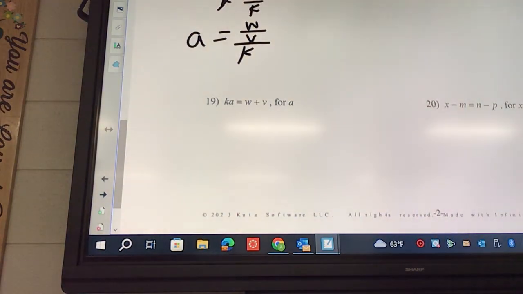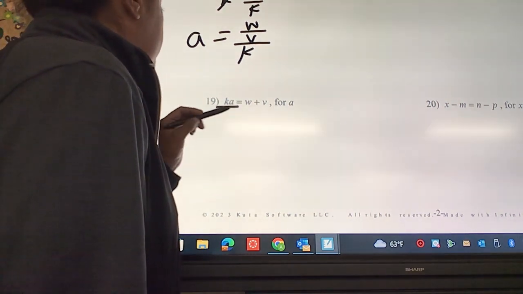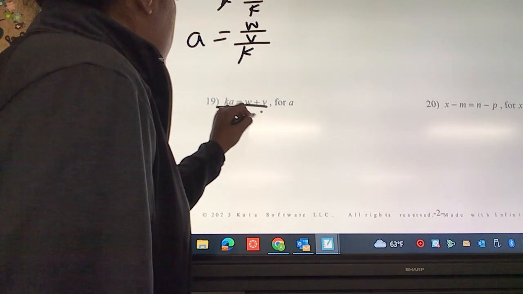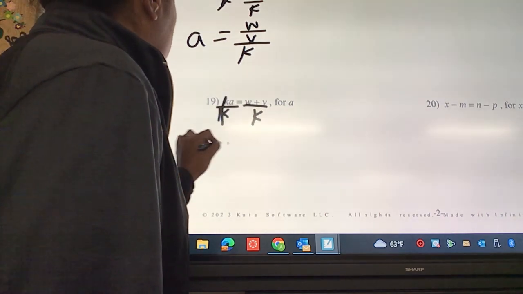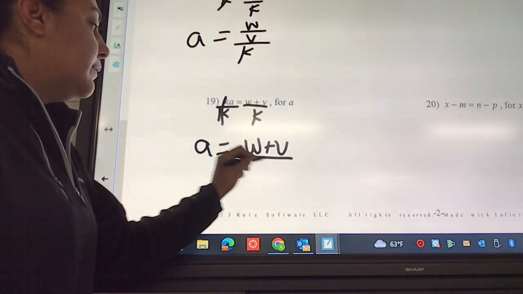Okay, last one, 19. What are we solving for? For a. What's by a that needs to be moved? How do I move it? Divide. So we're going to divide by k. So a equals w plus v, that was already there, divided by k.